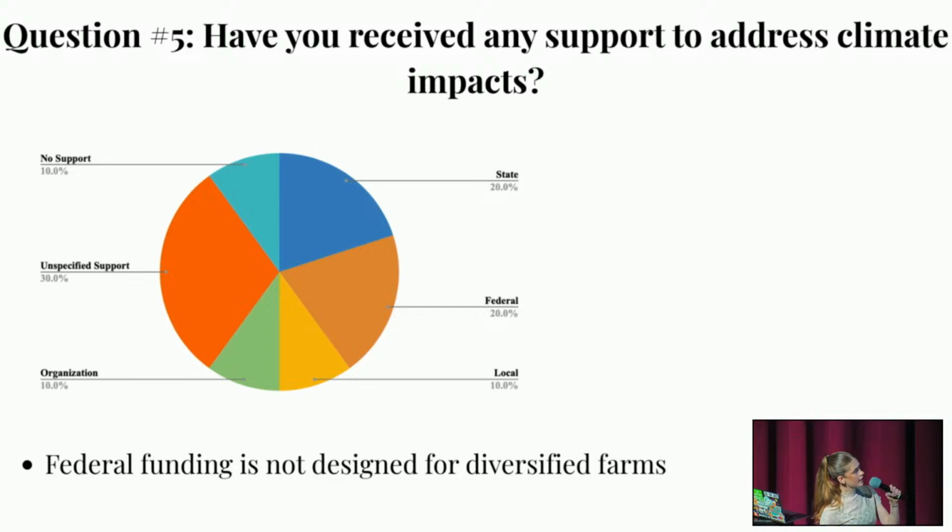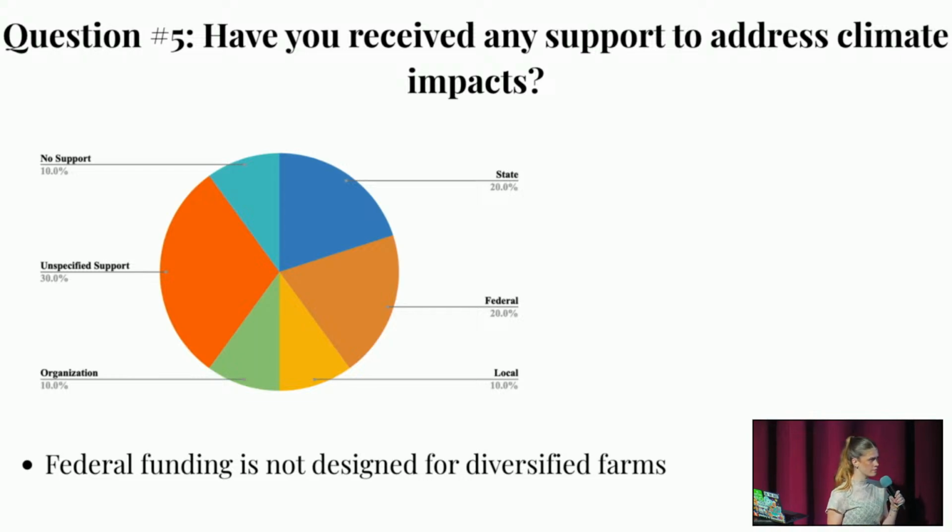This is looking at the support received and the level at which that was at. As you can see, only one person said that they didn't receive any support. And it was a pretty even distribution between organization-based, local, federal, and state. Federal would be grants from the USDA. Organization, I know that there's No for Vermont, which is an organic support system. Some colleges, such as UVM and UNH, also give tech assistance for climate-related impacts. That being said, almost all of the farmers noted that federal funding is not designed for their farms.